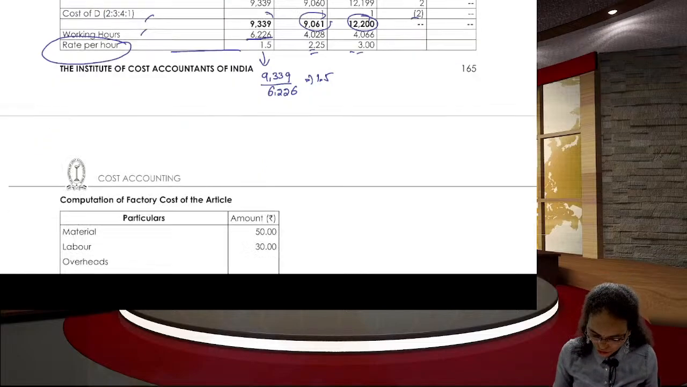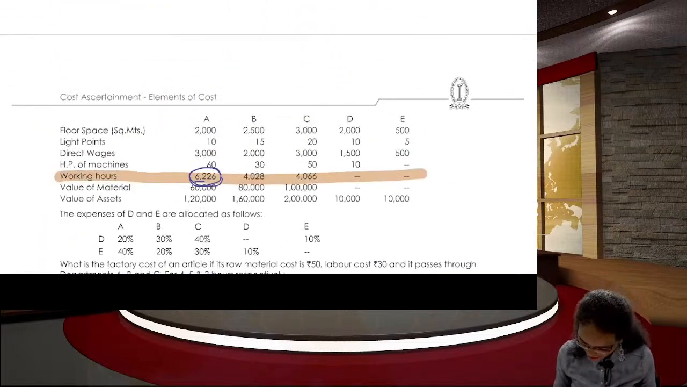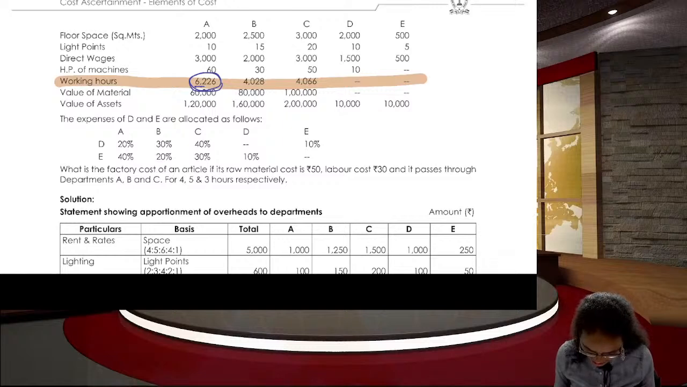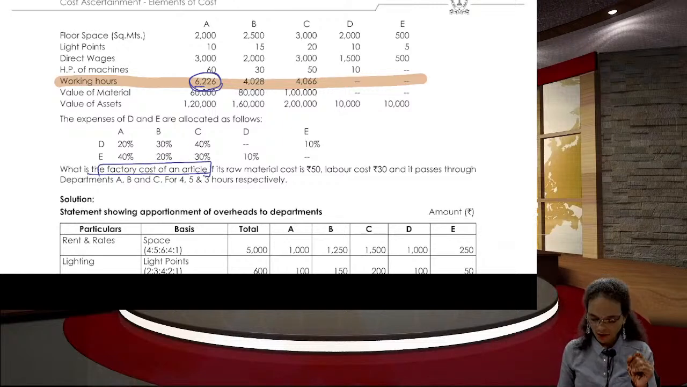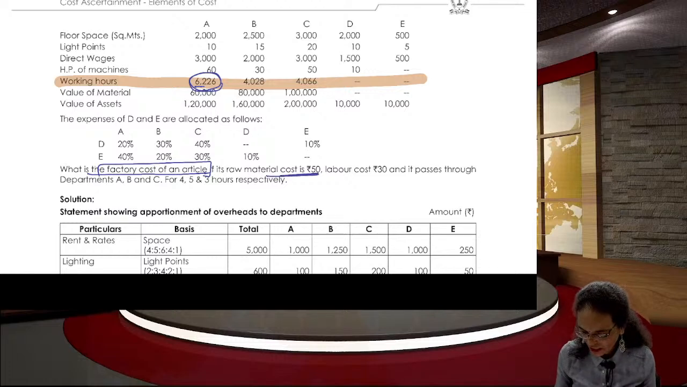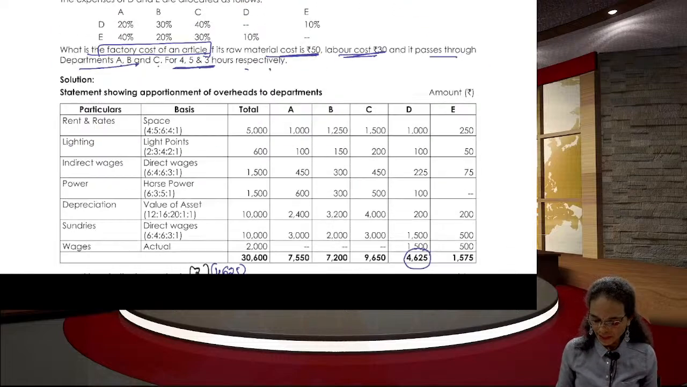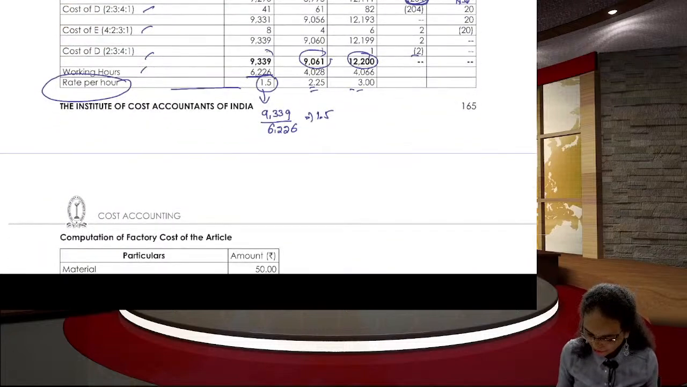Now what you need to do, you come back here. What is asked? It is asking what is the factory cost of an article, if the material cost is 50 and labor cost is 30 and it passes through the department A, B and C in these hours. See, rate per hour we got here.